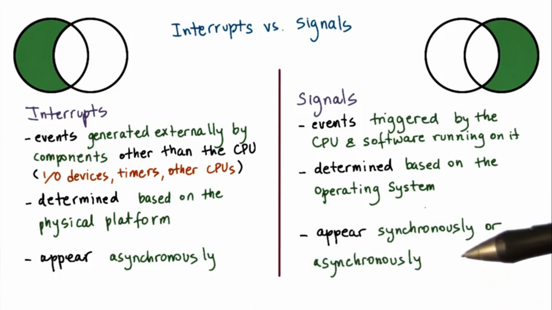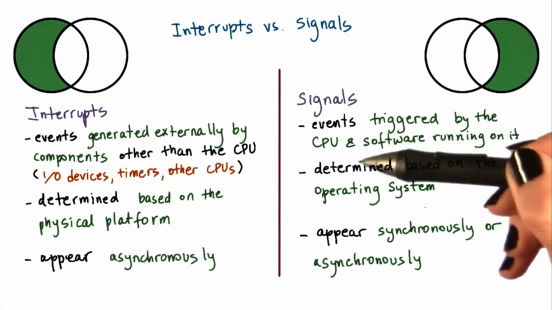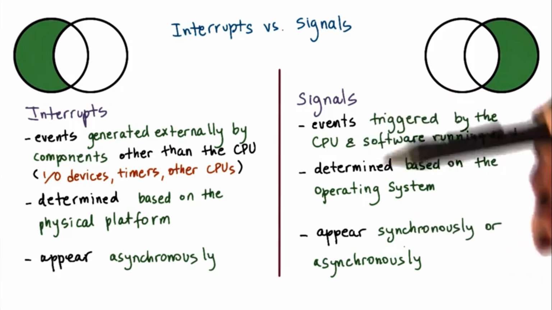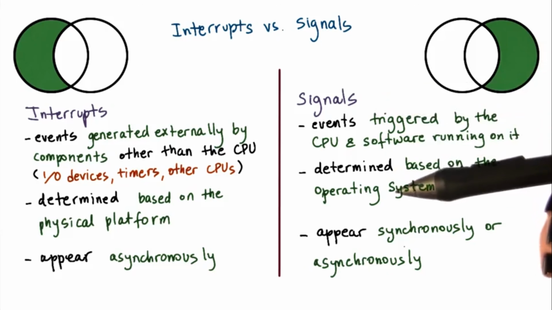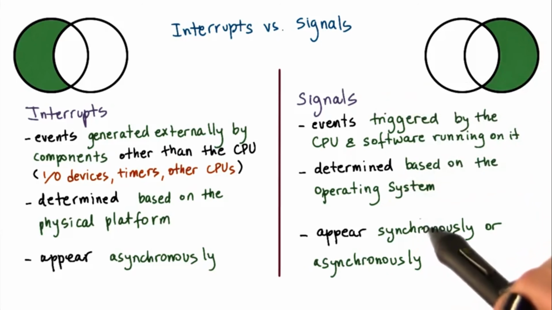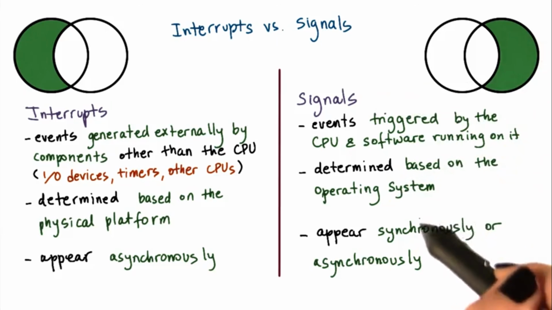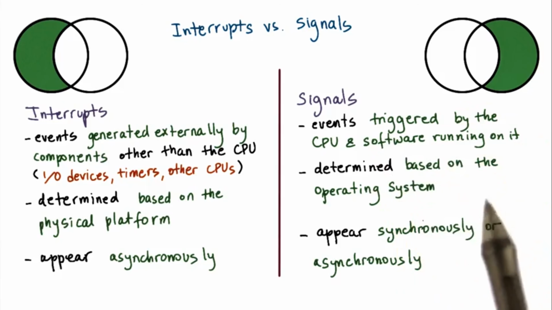By synchronous, here we mean that they occur in response to a specific action that took place on the CPU, and in response to that action, a synchronous signal is generated. For instance, if a process is trying to touch memory that has not been allocated to it, then this will result in a synchronous signal.